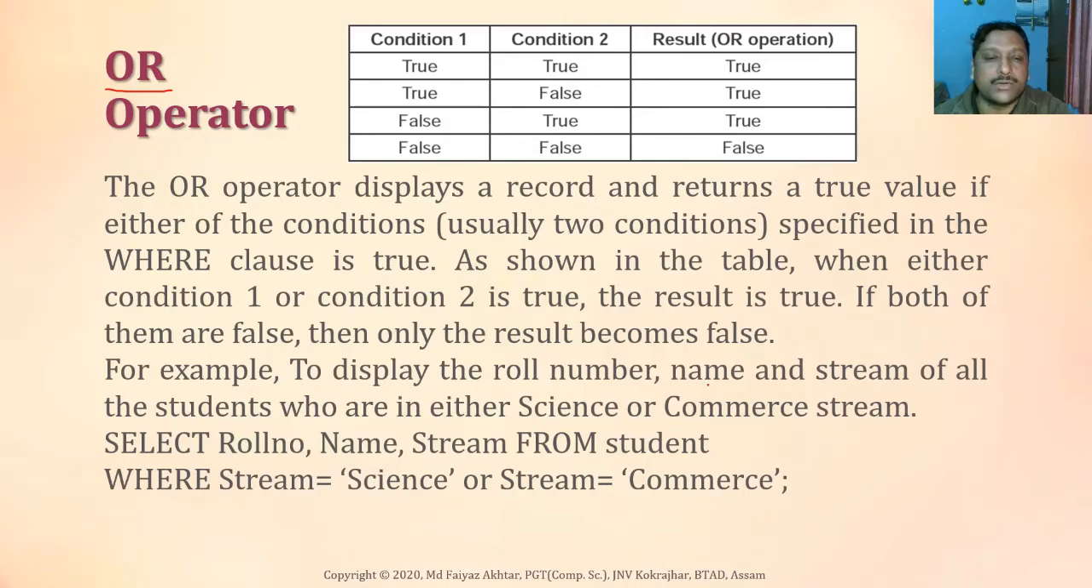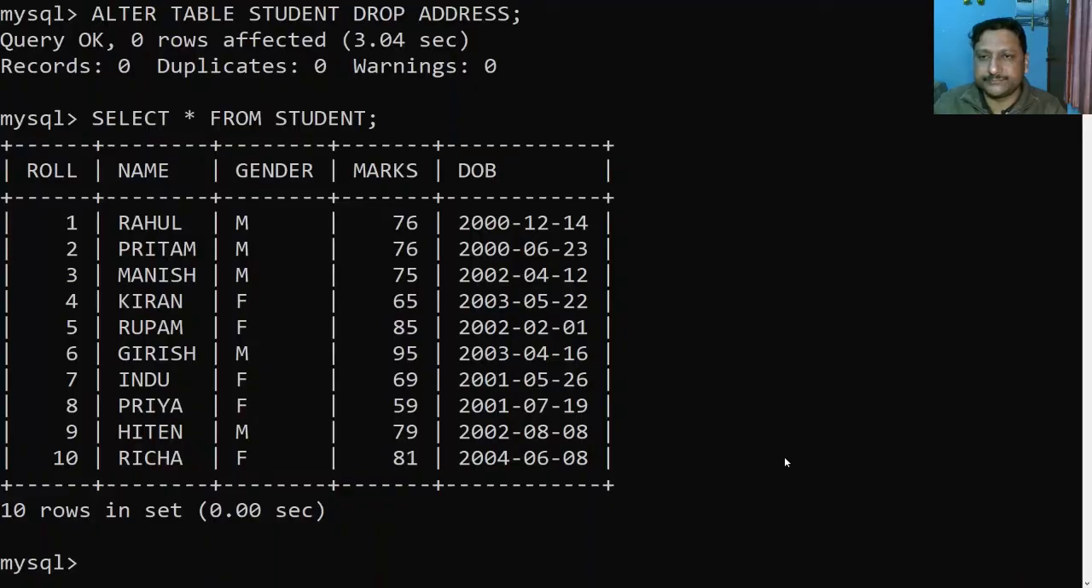So see the example here so that you can understand. To display the roll number, name and stream of all the students who are in either science or commerce stream, the stream column is needed. Okay. See the example. In the table student there is no stream column. So to add a new stream column, we can give a command like this. Alter table student add stream.